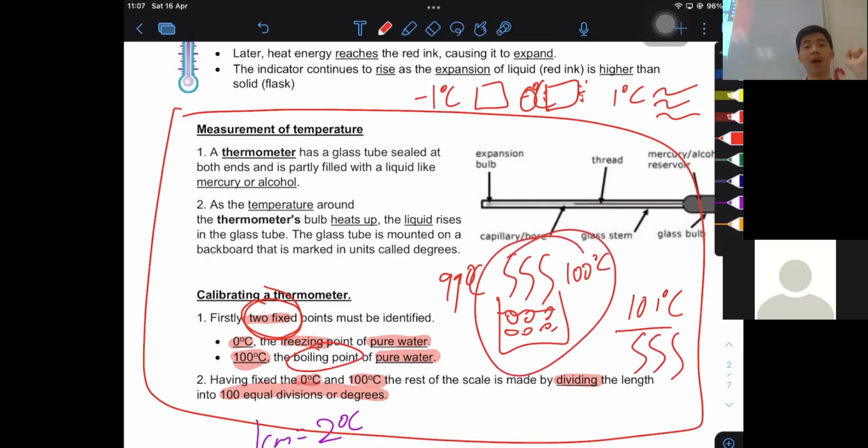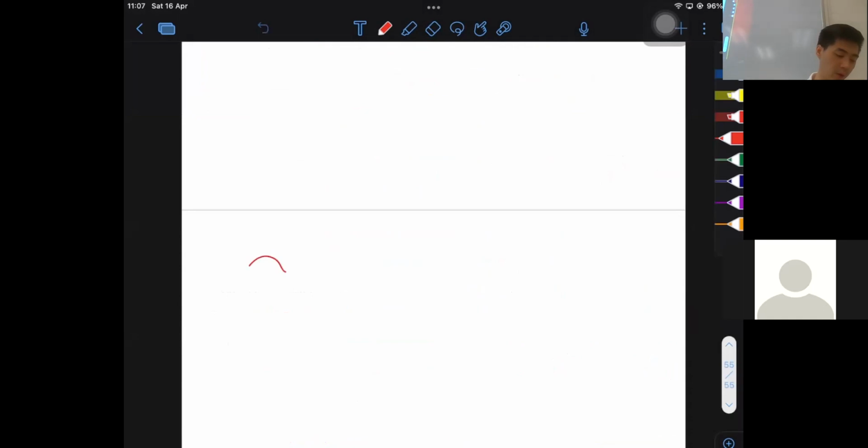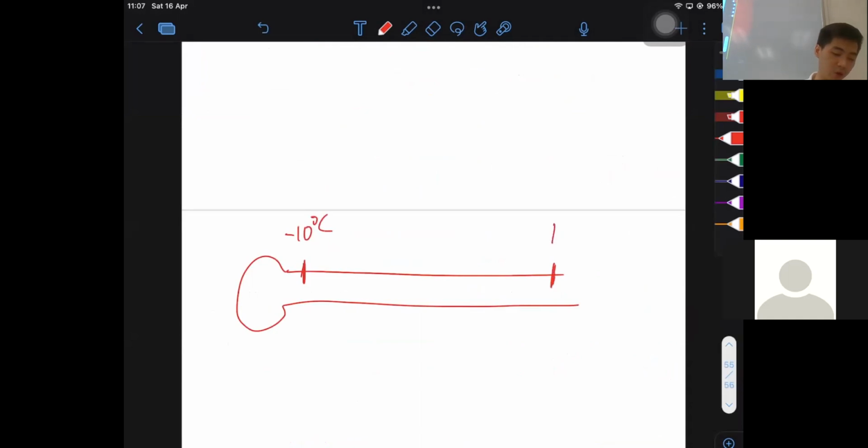These two fixed points are always asked in your IGCSEs, right? Especially in paper 2, you know how IGCSEs will scam you guys. They will give you a question with a thermometer here, right? They'll say that this thermometer can measure negative 10 degrees Celsius, and here it can measure 110 degrees Celsius. Then they'll ask you, what are the fixed points of this thermometer?